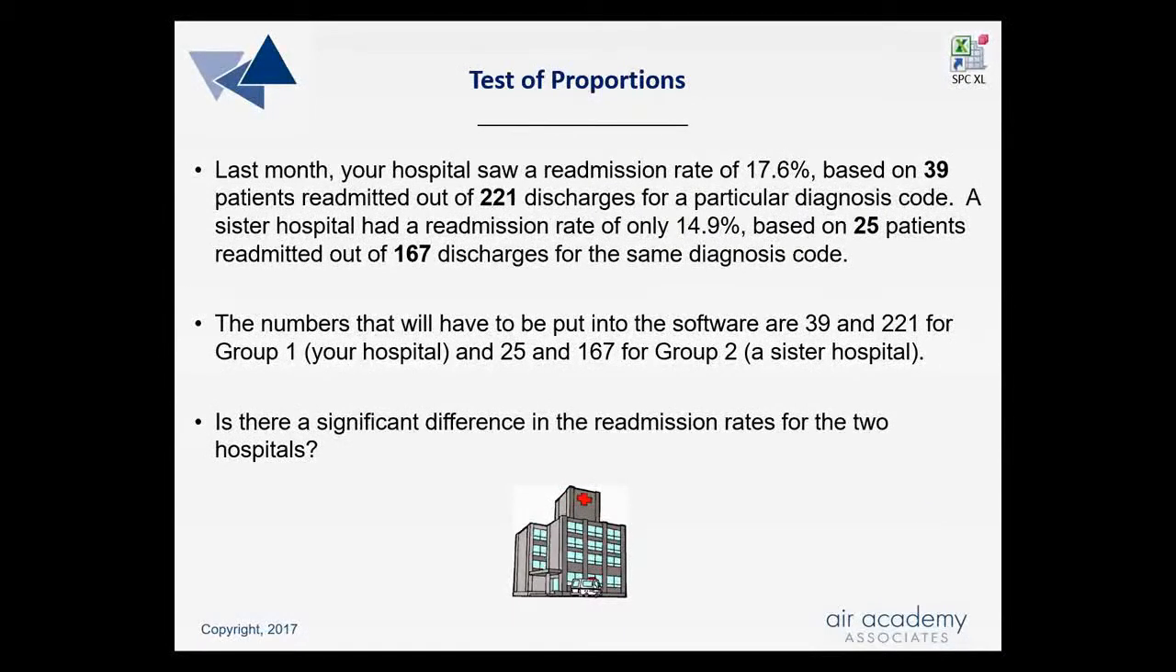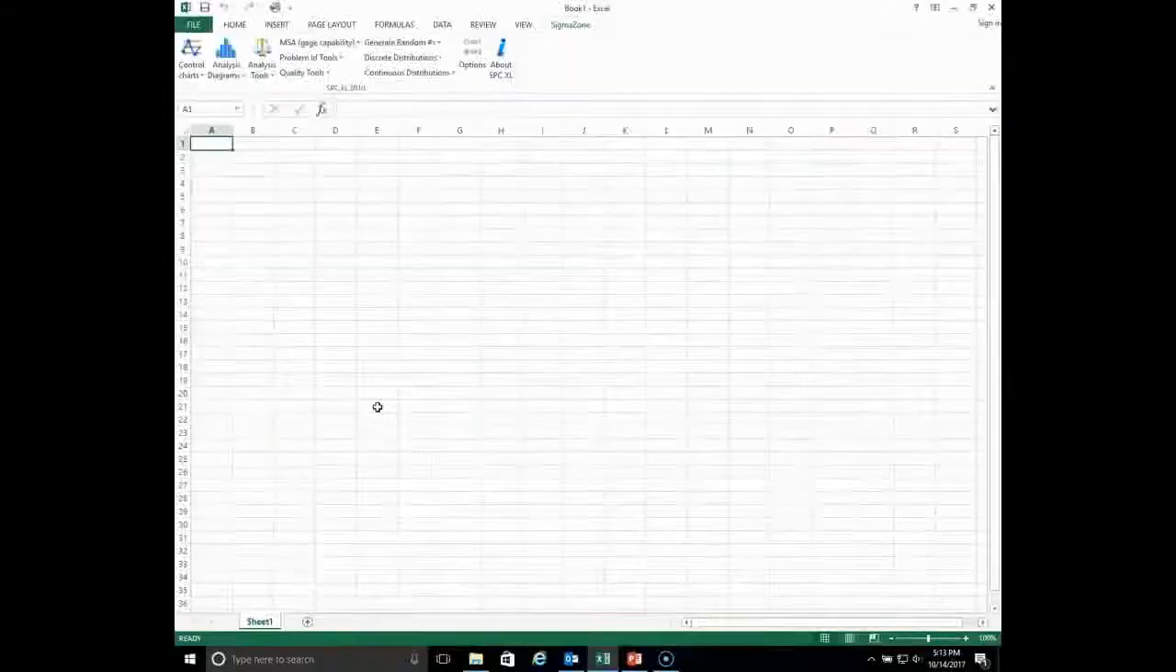Now, the numbers that we will have to put into the software are 39 and 221 for Group 1, your hospital say, and 25 and 167 for Group 2, which is the data for the sister hospital. I'm writing those down now so I can put those into the test of proportions when we go to the software. So is there a significant difference between 17.6% and 14.9%, which some managers may say there is? Let's go check it out.